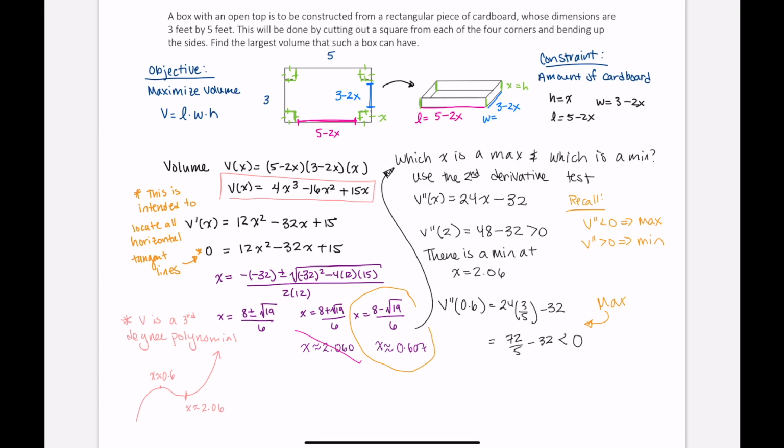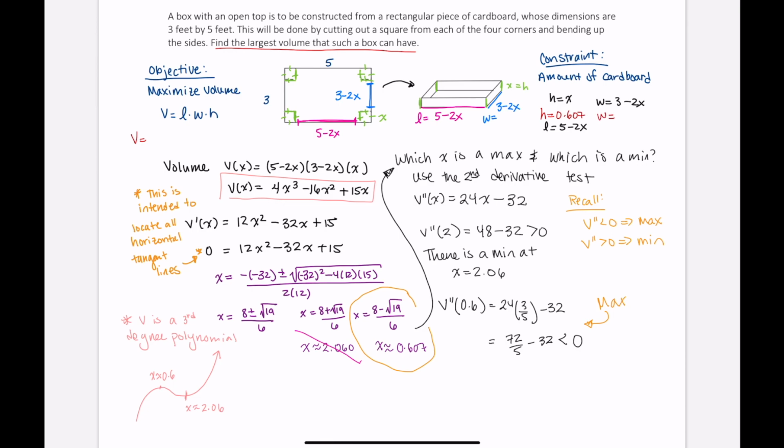So stop and ask yourself, have we answered our question? We have not. Our original question is to find the largest volume that such a box can have. So we still haven't found that volume, but we can do that now. We can find this volume by doing length times width times height, and I'm going to use this value here. And let me make a little space. So our height is equal to 0.607.